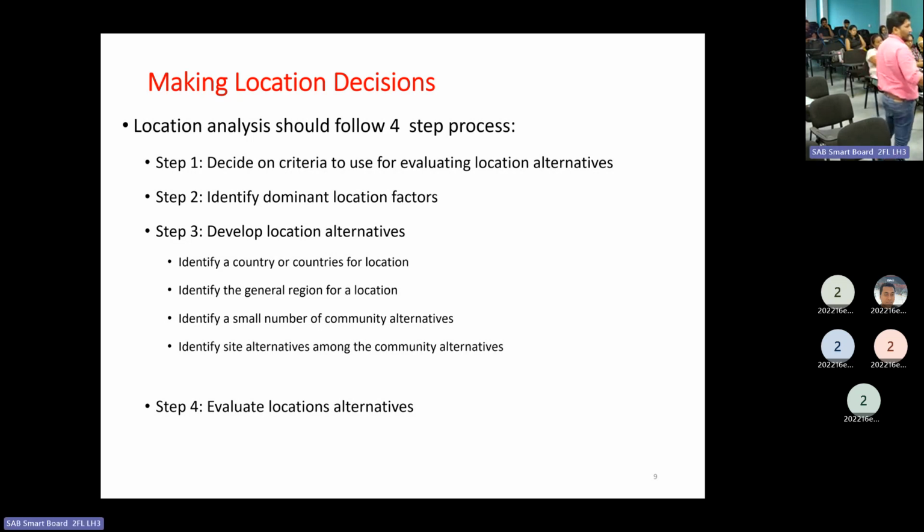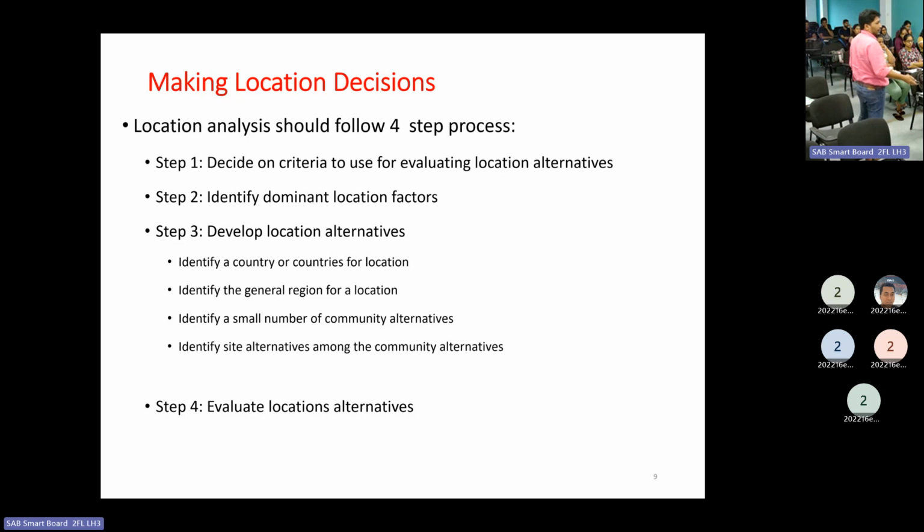Finally, after considering all these, how to evaluate the locations and evaluate location alternatives using some mathematical techniques or some systematic way and make the final decision. These are the 4 main steps. Is that clear? That helps us make this decision in a better way.